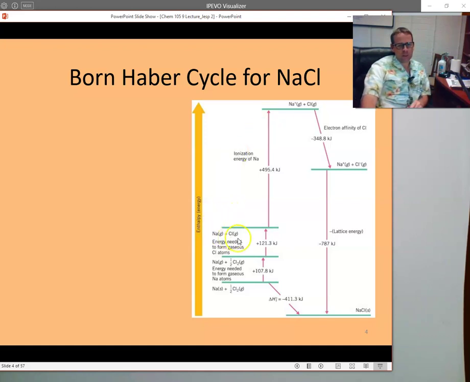It's being heated. Well, no, we got sodium gaseous, chlorine atoms gaseous, and then now we have here what? What's the difference? Sodium has a positive charge. That's right. We've ionized, and that's the energy associated with sodium ionizing. We've ionized the sodium atom.